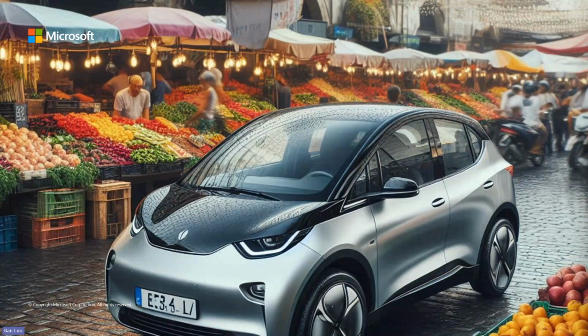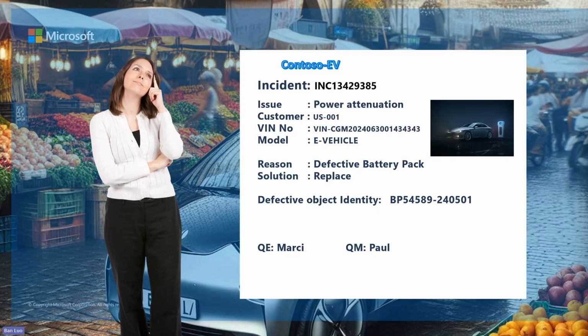Now, let's take a look at one of the traceability usage scenarios. Here, Contoso EV is an electric vehicle manufacturer. Recently, they received customer complaints about power attenuation in their latest model. So Marcy, the quality engineer, identified that this issue was caused by a specific batch of batteries. The solution was to replace the battery pack.